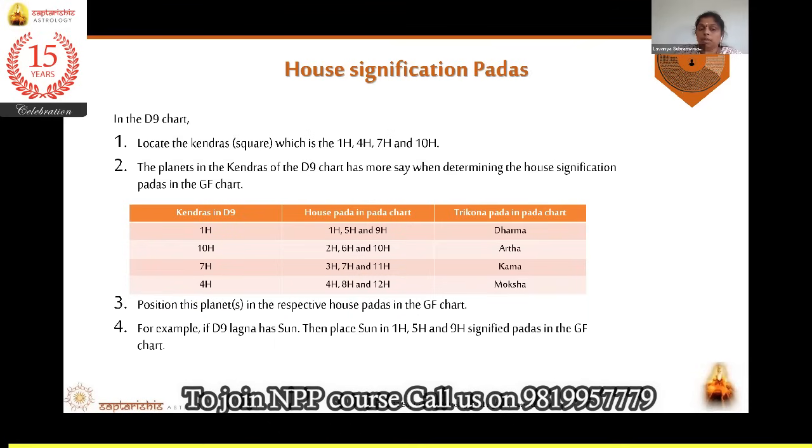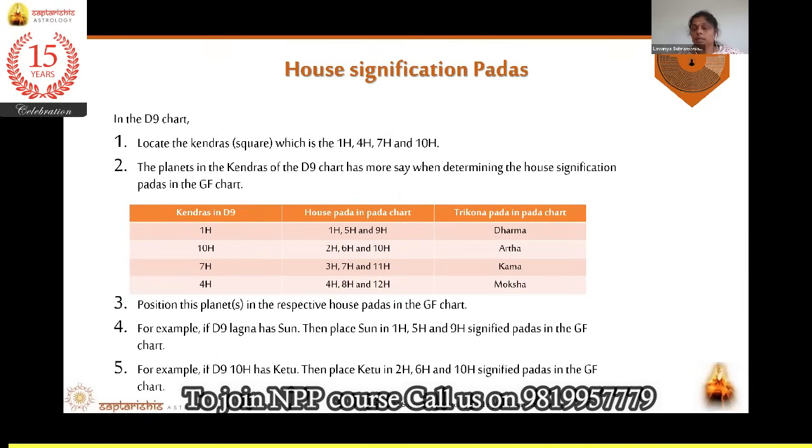For example, if D9 Lagna has Sun, like in Ramana Maharishi's chart, he has Sun in D9 Lagna, that means this Sun will play a major role in his 1st house, 5th house, and 9th house signified padas. Same way, if D9 10th house has Ketu, then the 2nd house, 6th house, and 10th house in this D1 chart will be influenced by Ketu.